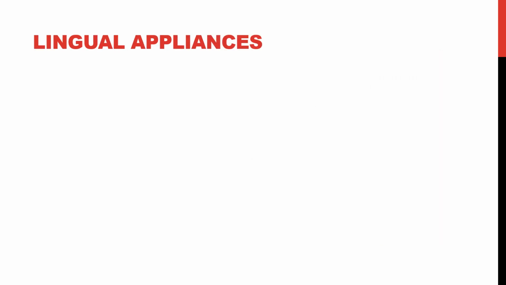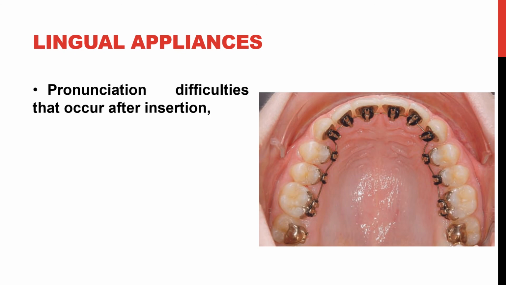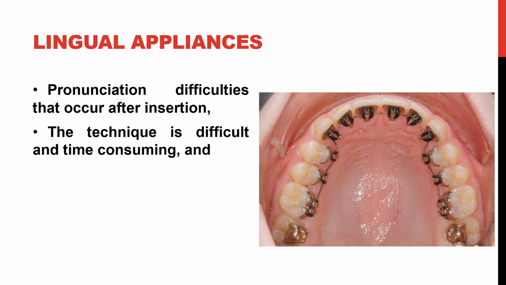Lastly, we have the lingual appliances. In these appliances, the brackets are attached to the lingual or palatal surface of the teeth. They are mostly used for aesthetic concern, where the patient refuses to have their brackets attached to the labial or buccal surface of the teeth. There are some problems associated with them, including some pronunciation difficulties that occur after insertion. The technique itself is difficult and time-consuming, and the working position is awkward for the orthodontist.